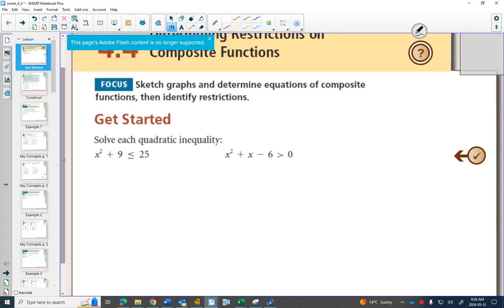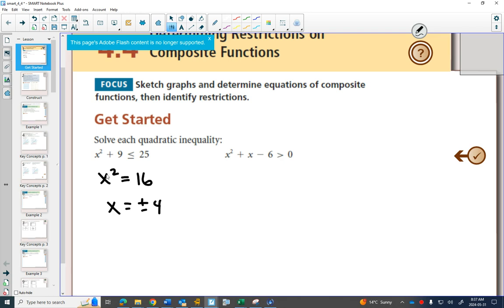Alright, so review from grade 11. If you're solving an inequality, first of all, just solve it like it was an equal sign. So if this was an equal sign, I would probably move the 9 over and get x squared equals 16. And then when you square root both sides, you get x is plus or minus 4. That's the places where they're equal.